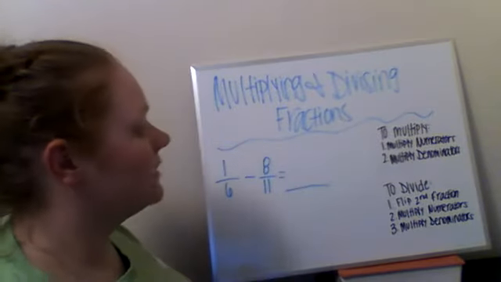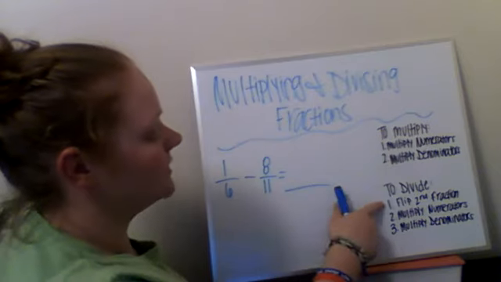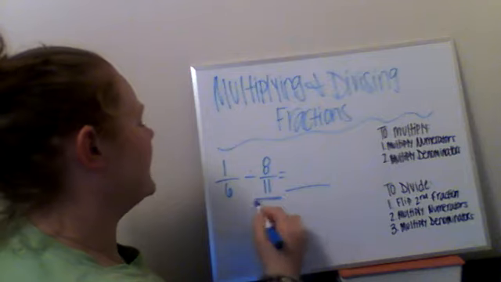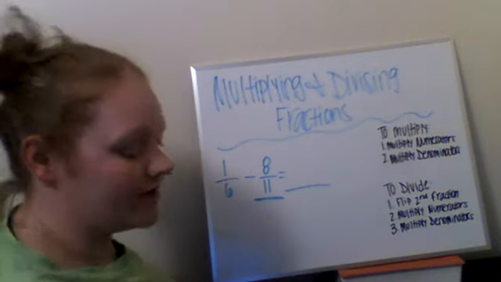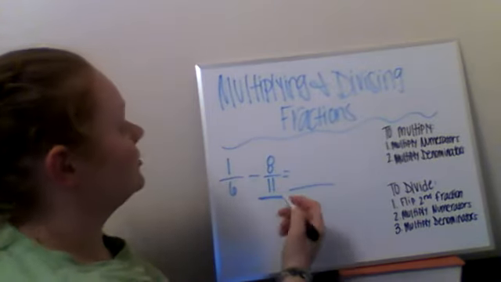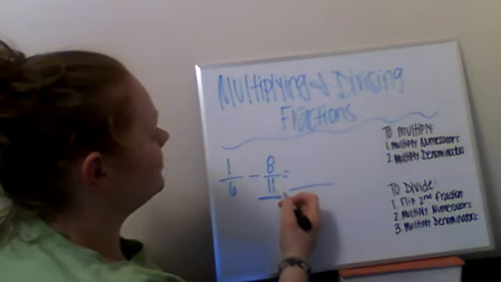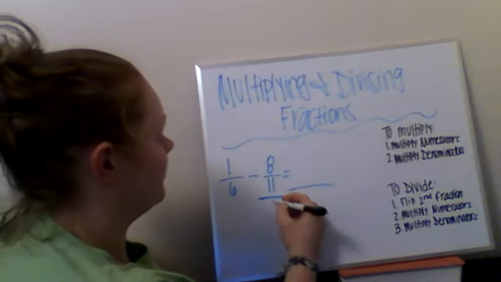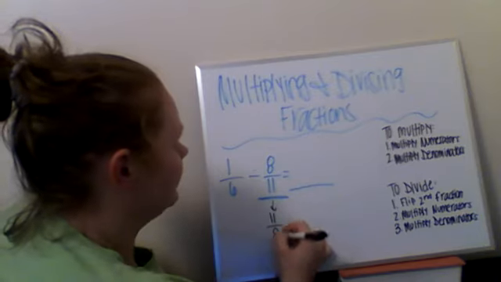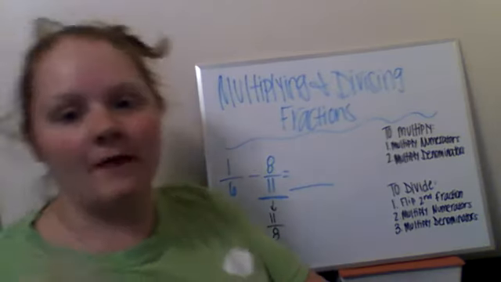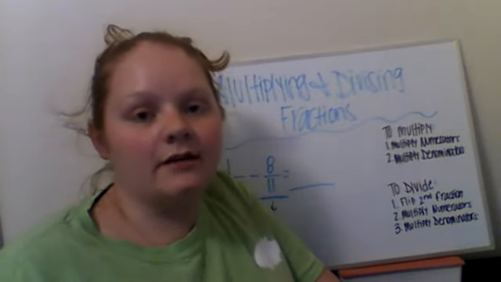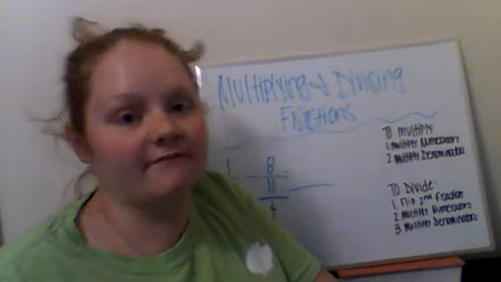All right, so my first rule is to flip the second fraction. In my problem, 8/11 is my second fraction. When I say flip the second fraction, I'm going to make my numerator my new denominator and my denominator my numerator. So instead of 8/11, I'm going to make it 11/8. All I did was take my numerator, put it in my denominator spot, and take my denominator and put it in my numerator spot. So I just flipped the fraction.